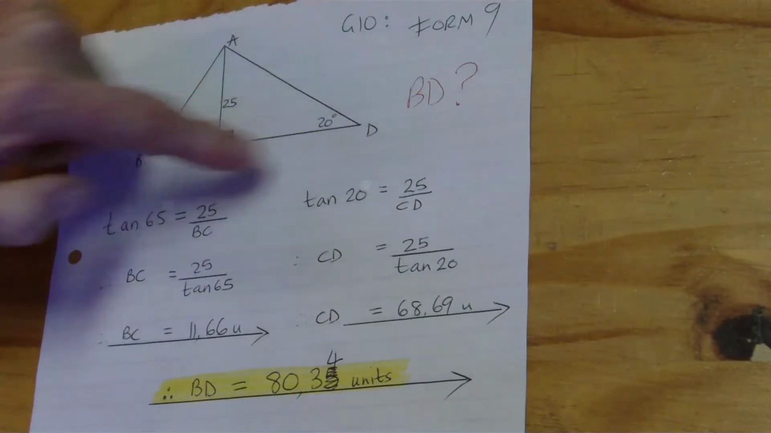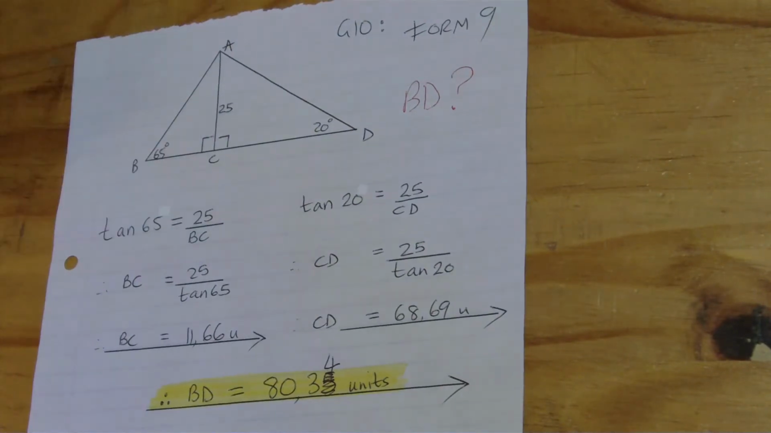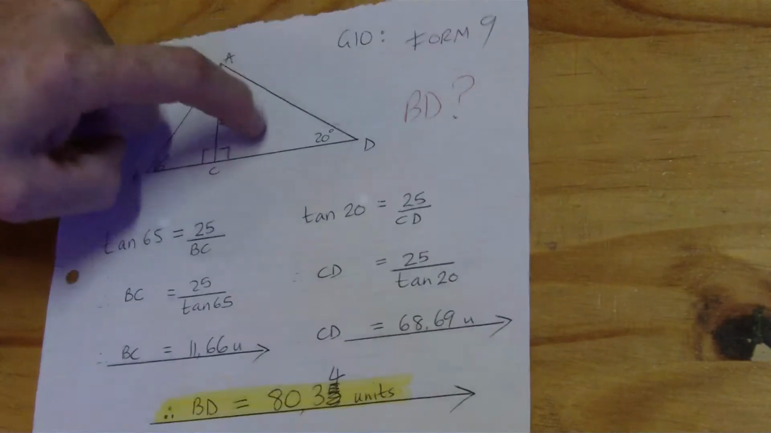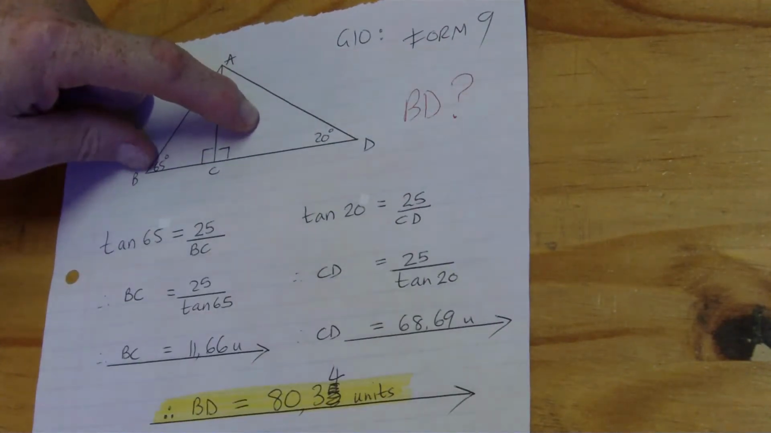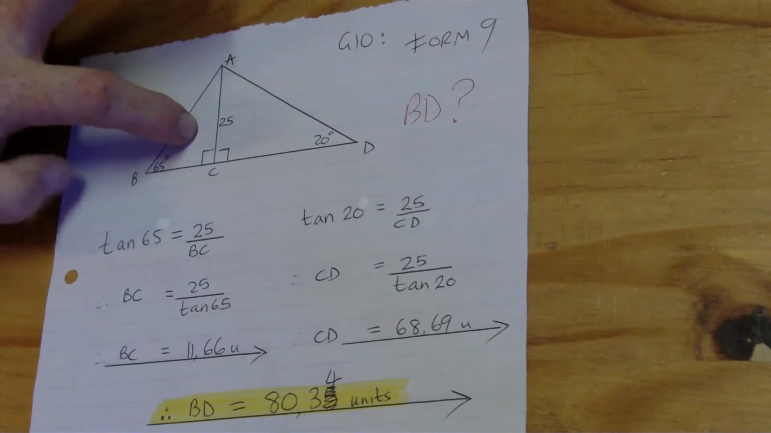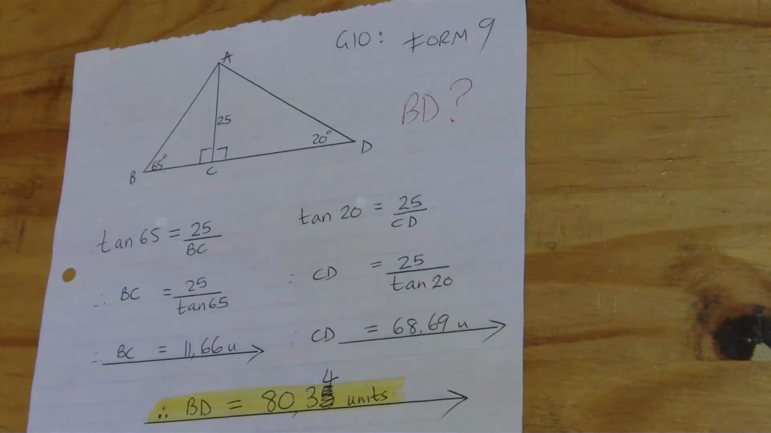But this big triangle doesn't have a 90-degree angle. These ratios only work in right angle triangles. So what we're going to have to do is work in this triangle here, and find the length of CD, and then come into this triangle here and find the length of BC, and then add the two together and you've got your answer.